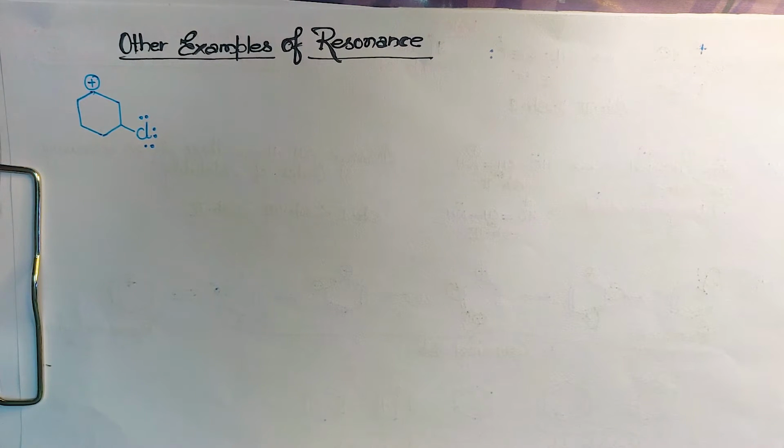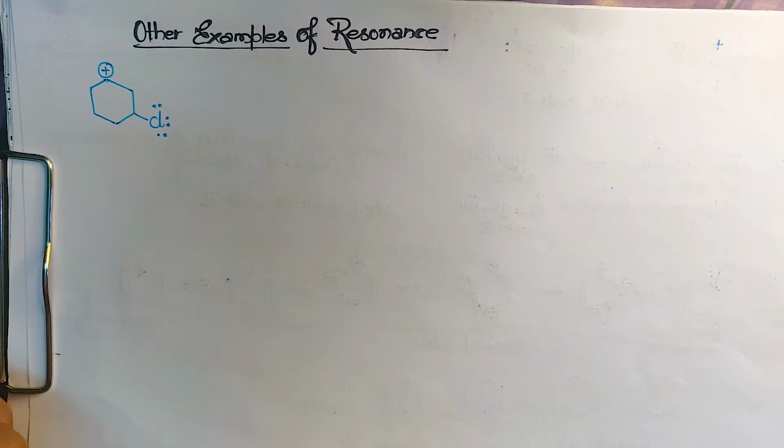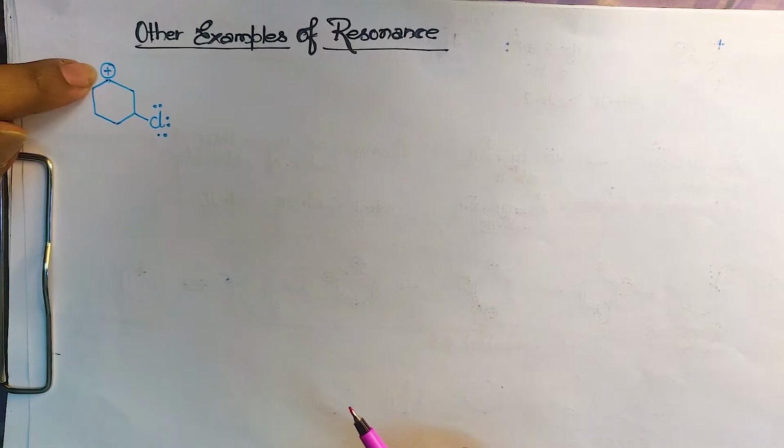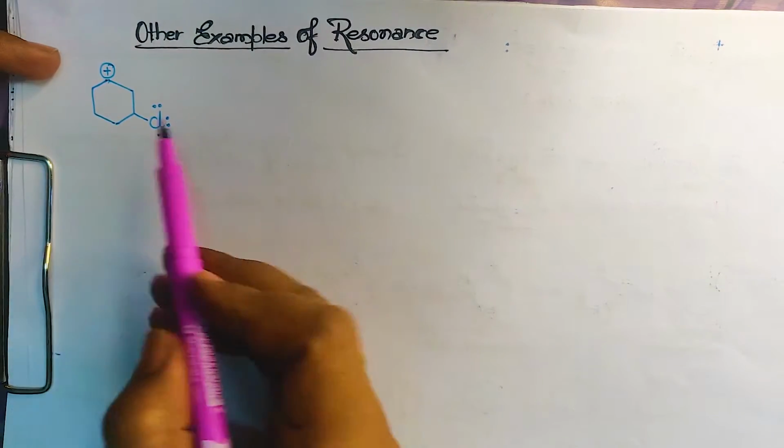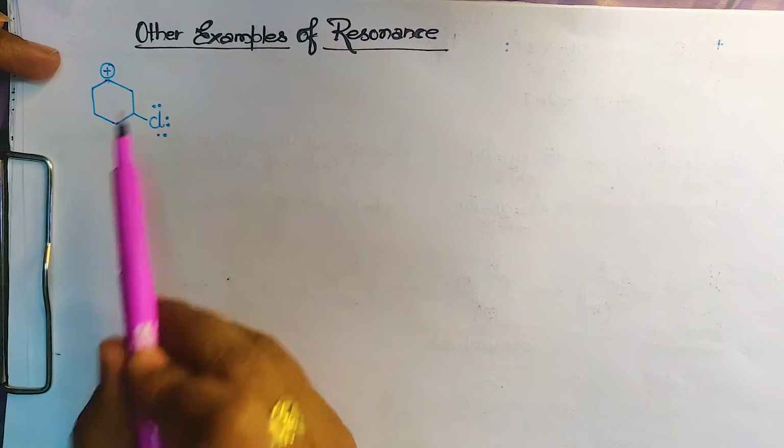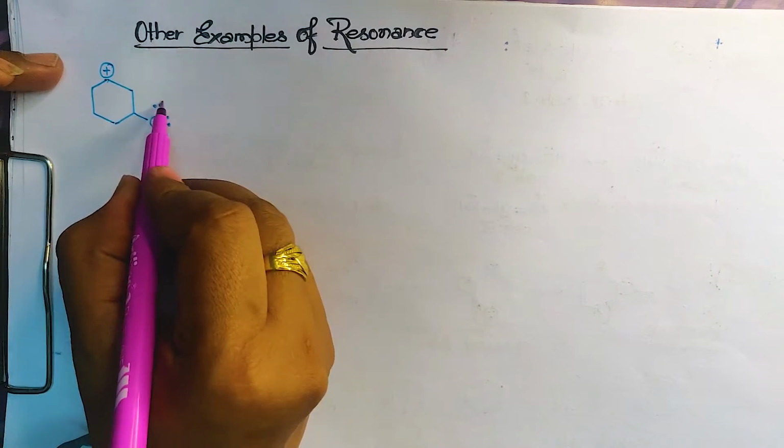The first example I have written over here. We are supposed to show the shifting. Now think of it as an electron deficient compound. Here there is electron deficiency, which means this is not going to move anywhere. So which will move? Where is the electron density high? That means the lone pair of electrons.